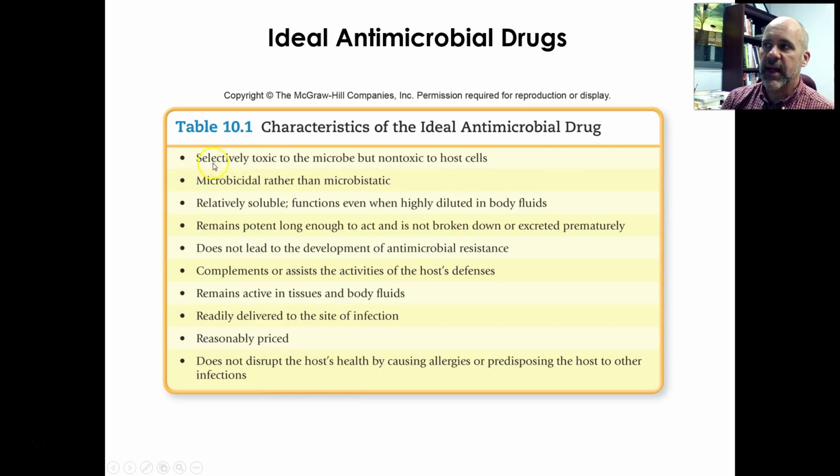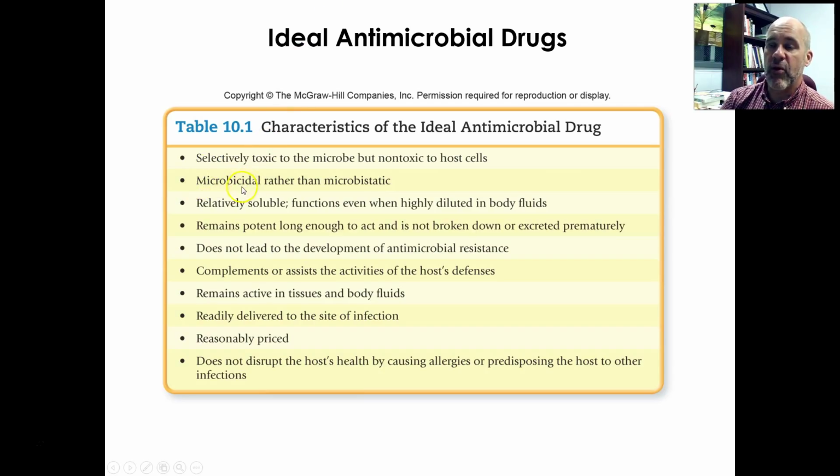Let me point out this: selectively toxic to the microbe but non-toxic to host cells. Again, this is ideal. So selectively toxic means toxic for the microbe, not toxic for your cells. That's ideal. Now the reality is most drugs have some level of toxicity for our cells as well. But what you're looking for is something that's very toxic for microbes and is going to kill them fairly easily, but leave your cells unharmed as long as you don't expose yourself to too high of a dose or take the drug for too long of a period of time.